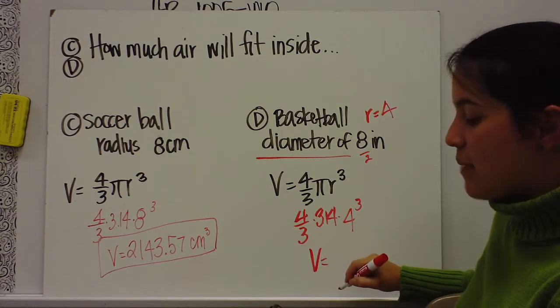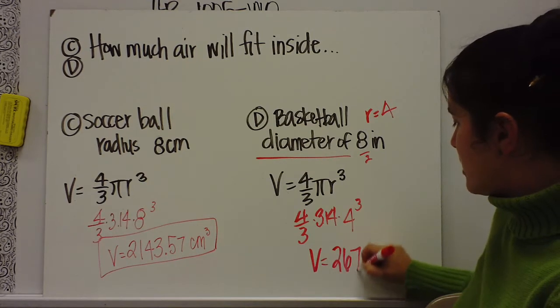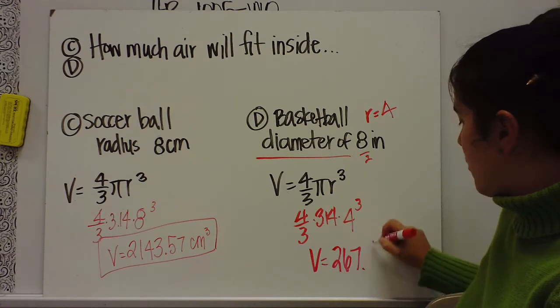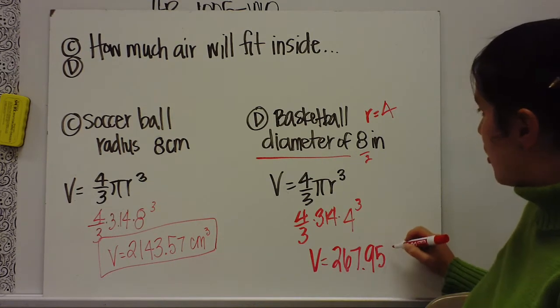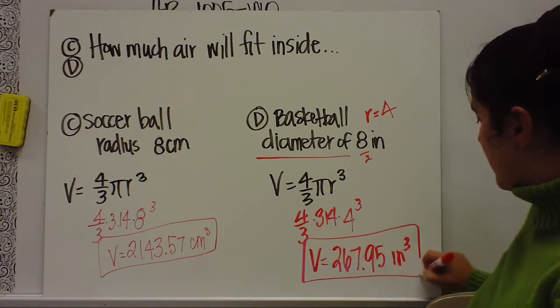And we have the space inside, the air inside a basketball is 267.95 cubic inches. Inches cubed. Cubic inches.